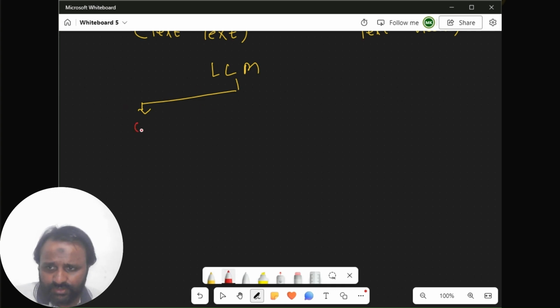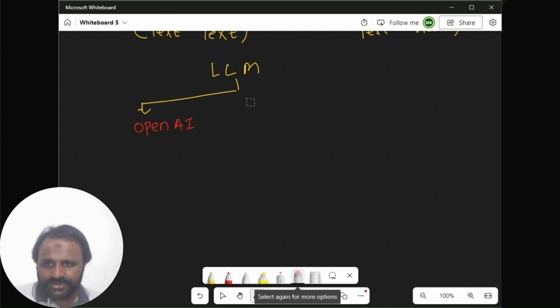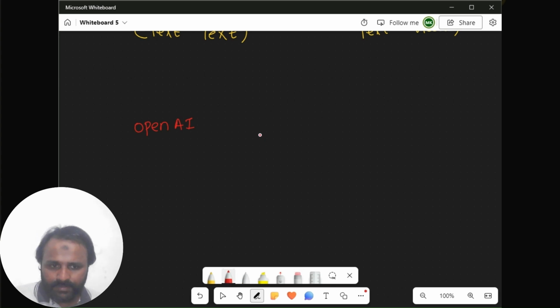First I can talk about OpenAI. Then I can talk about Meta. Then I can talk about Google. Then I can talk about Anthropic. So OpenAI is obviously GPT-4.